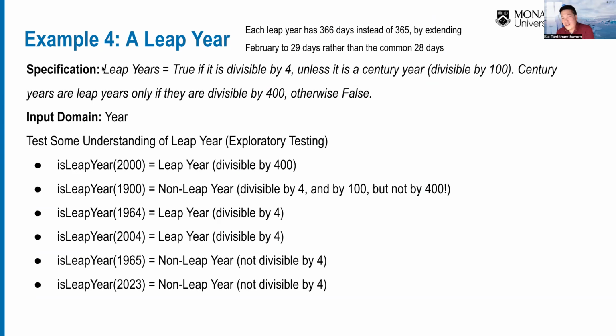Based on the specification to know whether this is a leap year or not, we're going to create this kind of function. With this function, leap year will return true if it is divisible by 4, unless it is a century, or divisible by 100. For any century years, divisible by 100, they are leap years only if they are divisible by 400. Otherwise, false. The definition here is really difficult. It's a bit complicated, but let's break it down together.